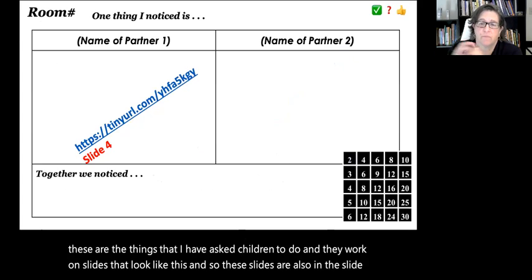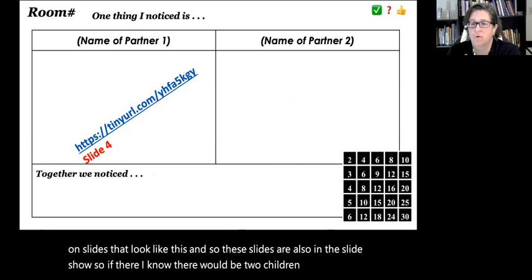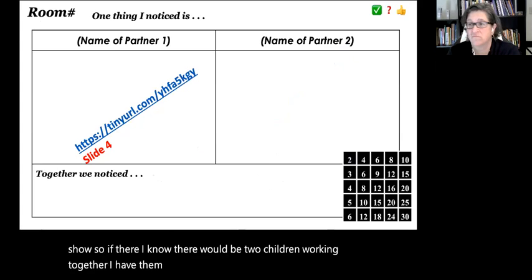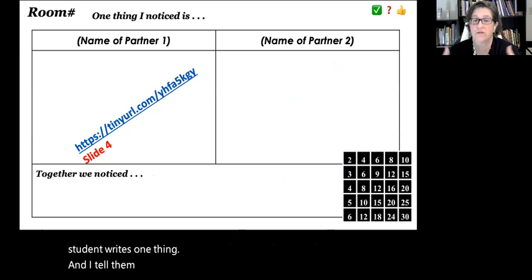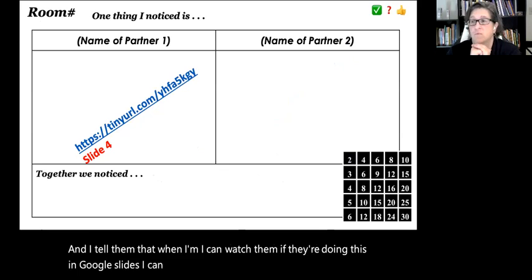So if I know there would be 2 children working together, I put an image in the lower right-hand corner usually, and I support them with one thing I notice. One student writes one thing, and I tell them that if they're doing this in Google Slides, I can actually watch all of the pairs work. So I can see how the children are working together.